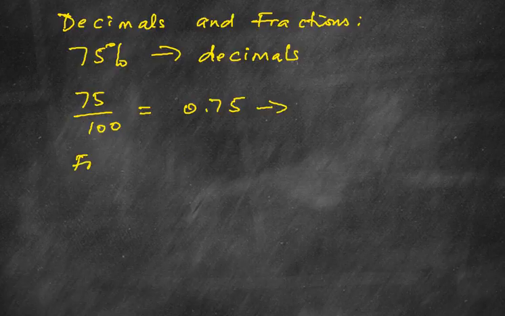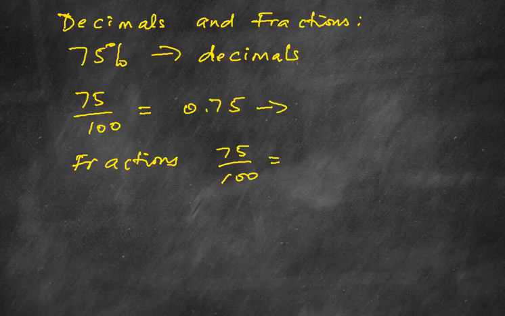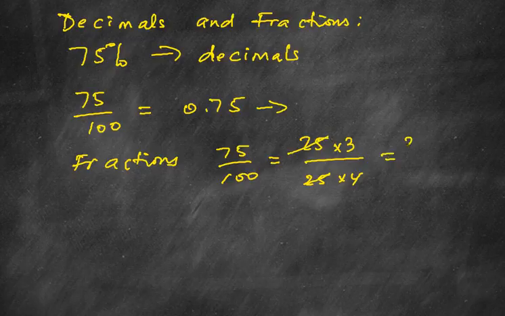Now in fractions, again 75 over 100, we can simplify by 25: this is 25 times 3, and here is 25 times 4. So I simplify by 25 and get 3/4, and that's how to do it. Okay.